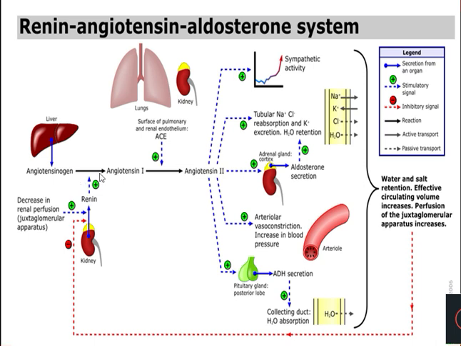Now, what happens when aldosterone is secreted? It will promote the tubular reabsorption of sodium. It will promote the tubular reabsorption of chloride. It will promote the excretion of K+. And when sodium and chloride are reabsorbed, along with that, water will also be retained. Then it causes vasoconstriction, thereby an increase in blood pressure. It will also stimulate the release of ADH from the posterior lobe of the pituitary, and when ADH is released, water reabsorption increases. So the total effect is water retention, salt retention.